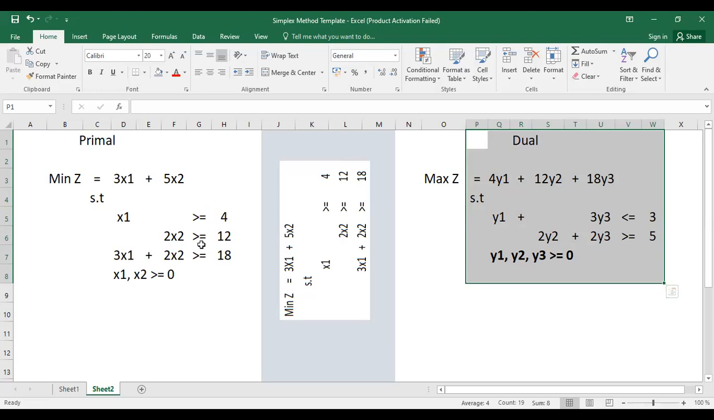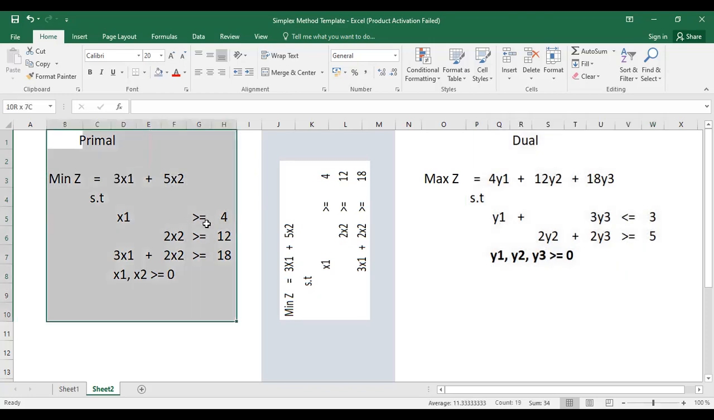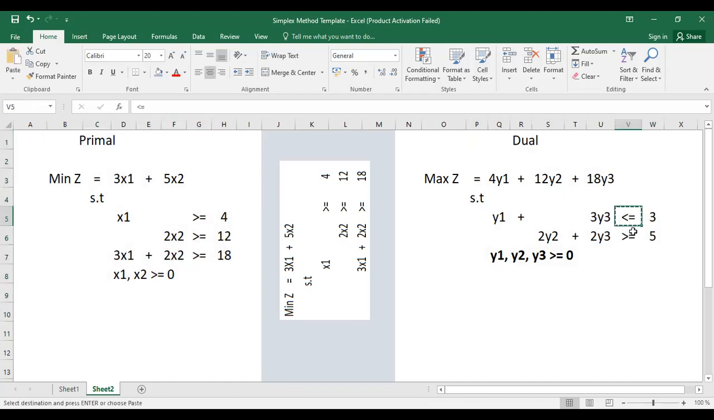The signs in the constraint will also change. So you see that in the primal, we have greater than or equal to, greater than or equal to, greater than or equal to. And when it comes to the dual, the sign also changes. That should be less than or equal to, because the sign changes.